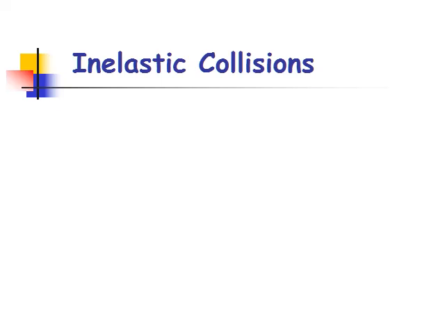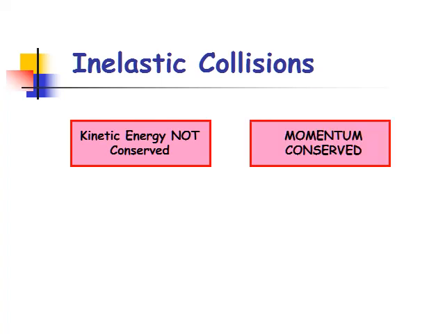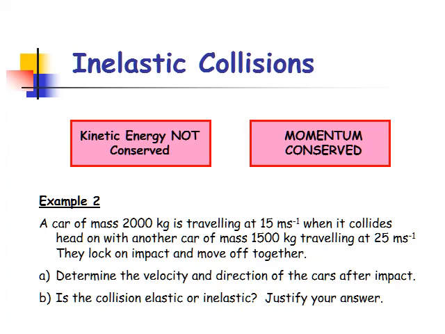Let's now have a look at inelastic collisions. An inelastic collision is a collision where momentum is conserved but kinetic energy is not. So now we're given a different problem. A car of 2000 kilograms is traveling at 15 meters per second when it collides head-on with another car of mass 1500 kilograms traveling at 25 meters per second. They lock together on impact and move off together. Determine the velocity and direction of the cars after impact, and is the collision elastic or inelastic? Justify your answer. That means do a calculation to show it.